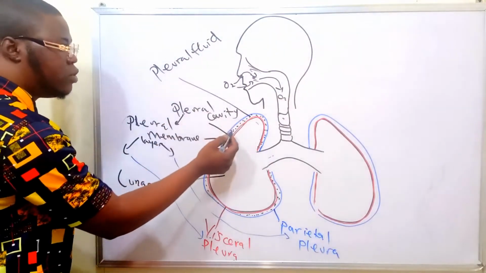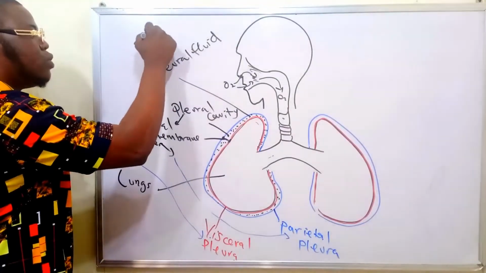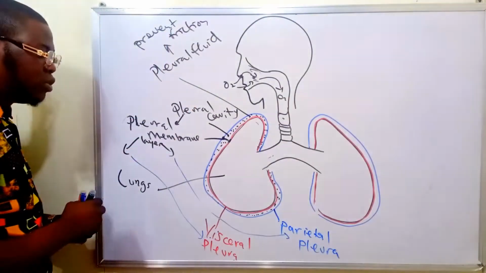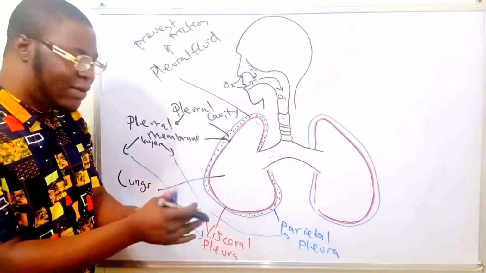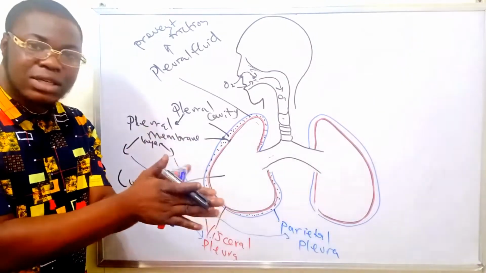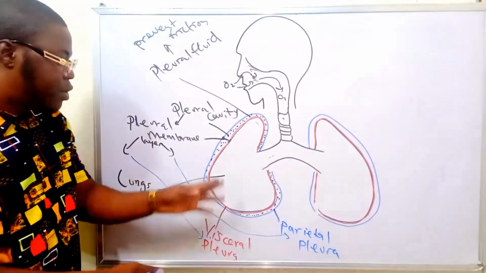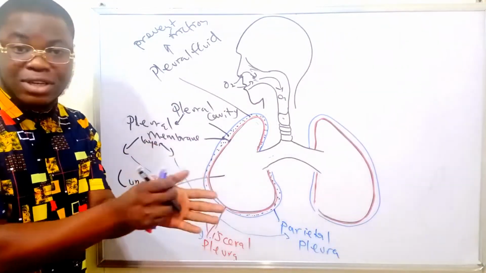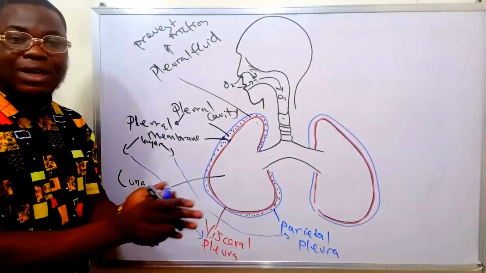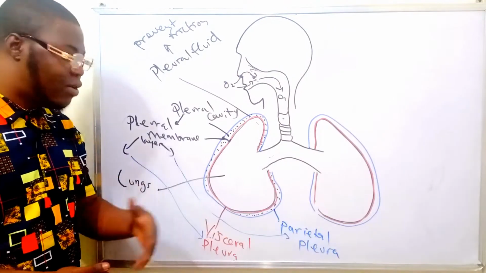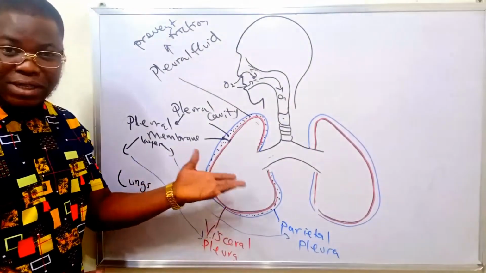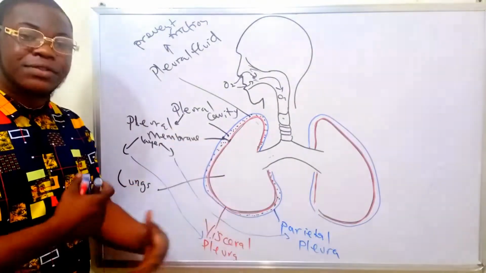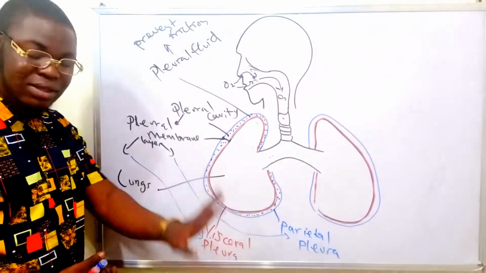So the function of this fluid is to prevent friction. You know that these two layers have the tendency of rubbing against one another. But because there is a fluid between them, that's going to prevent them from rubbing together. If they get rubbed together, it can generate heat and cause some other conditions of the airway like pleurisy. We talk about that in the pathophysiology of the respiratory system. So we'll talk about that later.